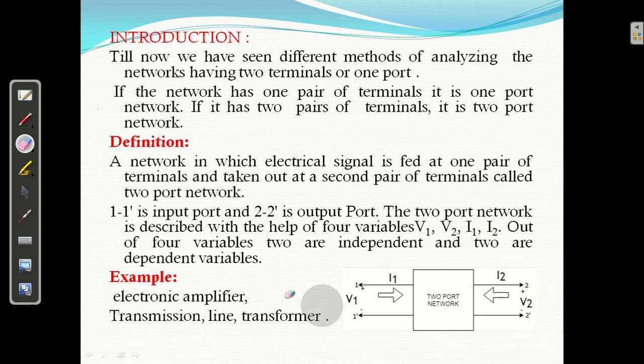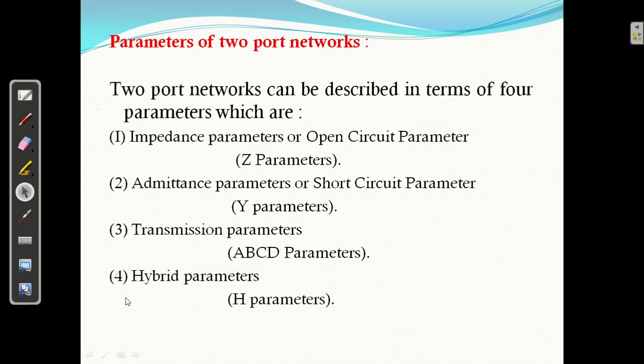Now next, how to represent this two port network? That is the parameters of the two port network. What are the parameters of the two port network? The two port network can be described by four types of parameter. Four parameters, right? It is described by four parameters.